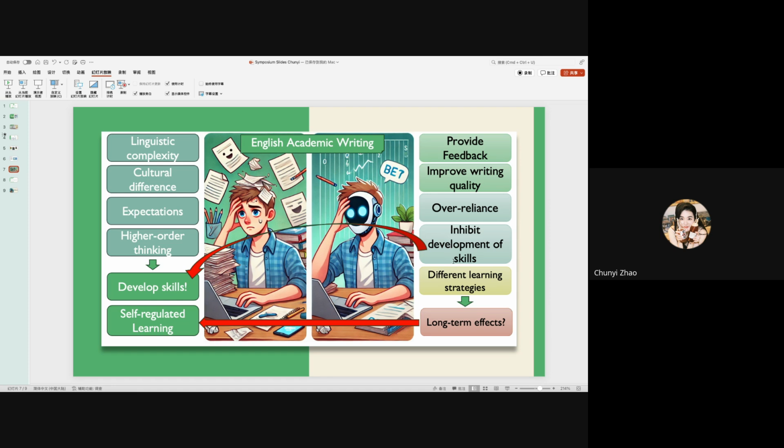And students with different learning strategies can use AI tools in different ways. Students with higher self-regulated skills may use AI tools more properly. However, students who are not equipped with self-regulated learning skills may just over-rely on it. So I'm wondering, if students use AI tools for a long term, how can AI affect their self-regulated learning skills? So my future research is mostly focused on AI academic writing.